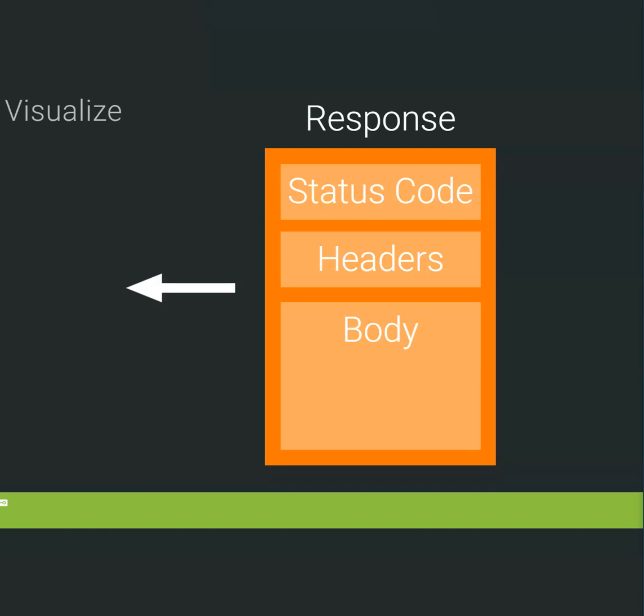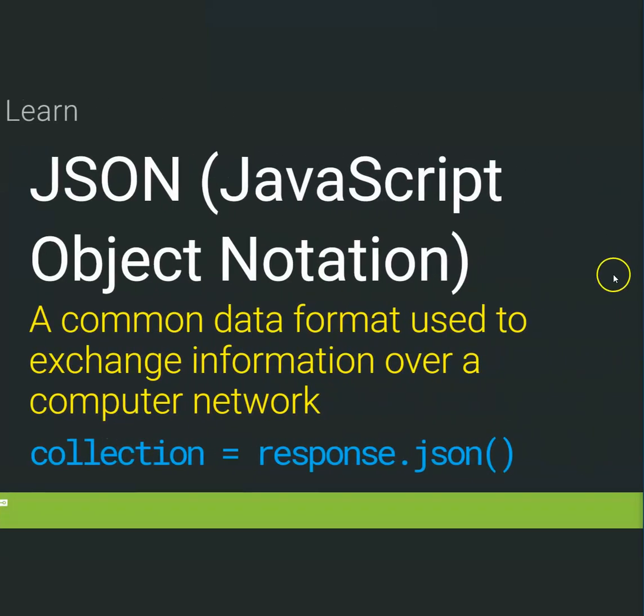Like the request, the response has some headers, but like the request, these values we're mostly going to ignore because we don't need to deal with them. What we care about is the status code, that it was successful, and the body, which is going to contain our message. So that JSON stands for JavaScript Object Notation. It is a common data format used to exchange information over a computer network. So the response.json. Servers we work with will always give us back this JSON package.